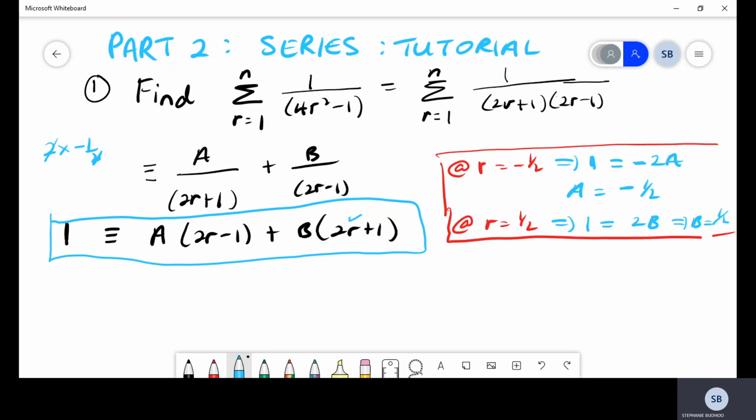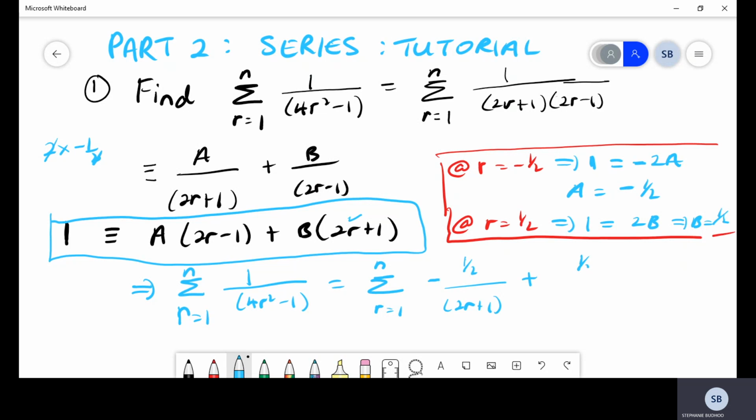Now we're going to put them together. All of this working implies that our sum from r going from 1 to n of 1 over 4r squared minus 1 works out to be the sum from r going from 1 to n of, when you split into partial fractions, A is negative 1/2, so negative 1/2 over 2r plus 1, plus B, which was positive 1/2, over 2r minus 1.